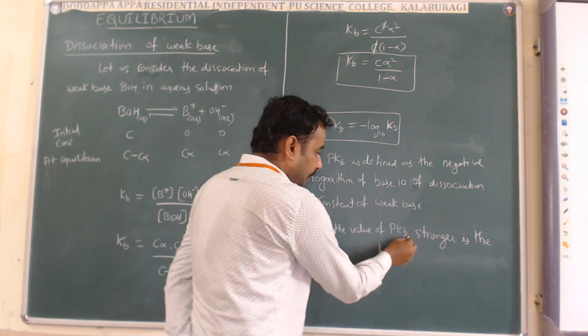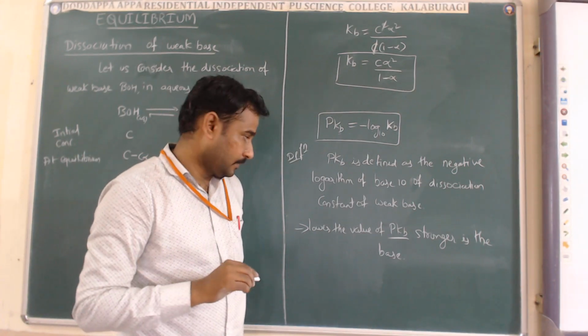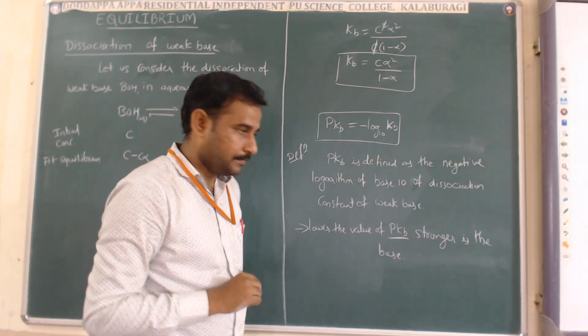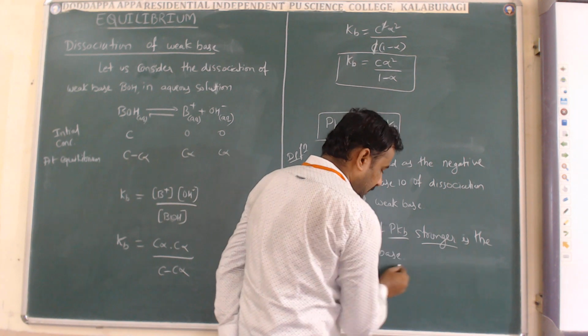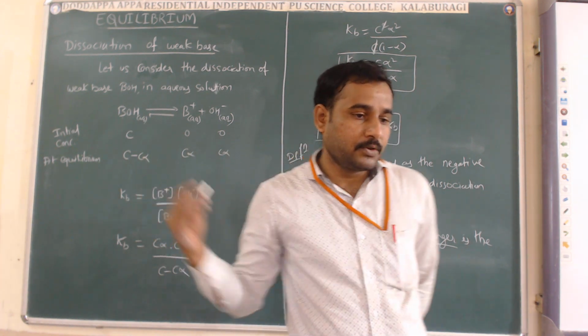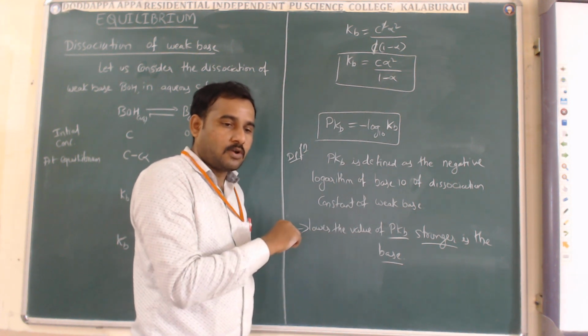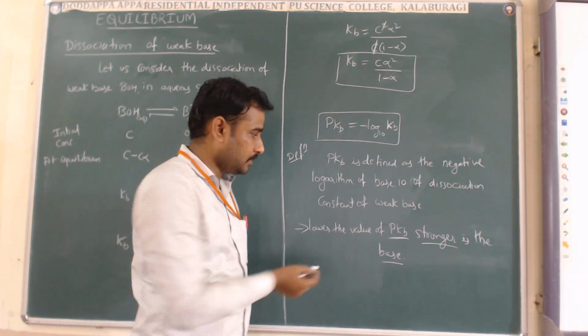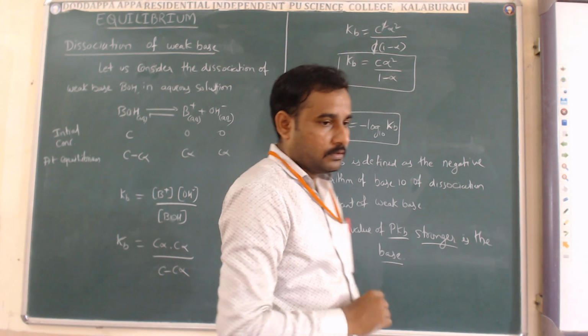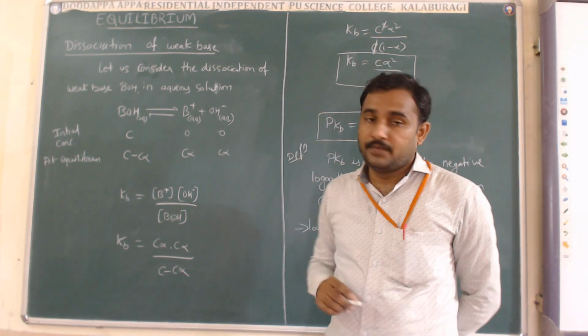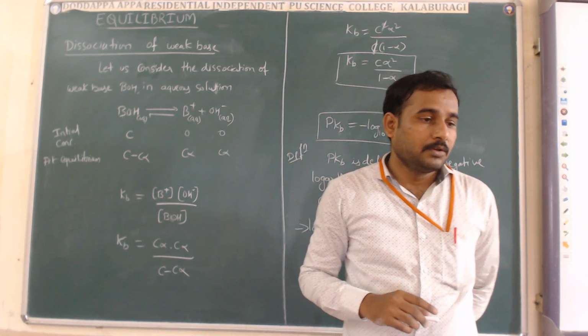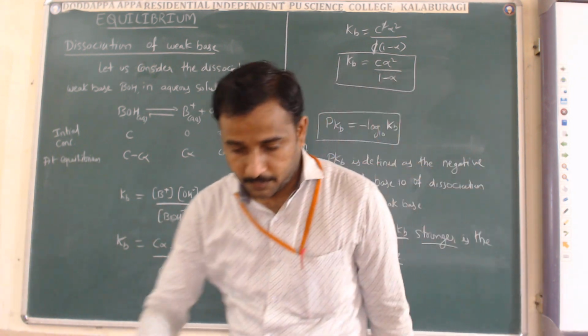If the pKb value is low, meaning the lower the value of pKb, then you write that the base is stronger. In the last also you can write down that the lower the value of pKa, the stronger is the acid. That is also written here. So this completes the dissociation of weak acid and the dissociation of weak base here.